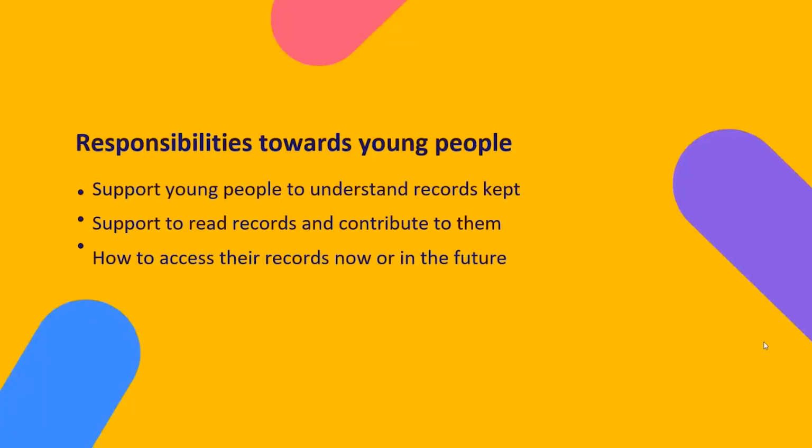We have clear responsibilities towards young people and also towards their parents and anyone else who may have parental responsibility, and we need to support young people and parents and those with parental responsibility to understand the type of records that are going to be kept by the registered person and also how they can access them. Young people should be actively encouraged to read their records, and they should be supported to do so. They should be supported to add further information to their records. Some young people may not want to see their records now at the time, and that's okay. That's their right not to look, but they need to know they have the right to look if they want to.